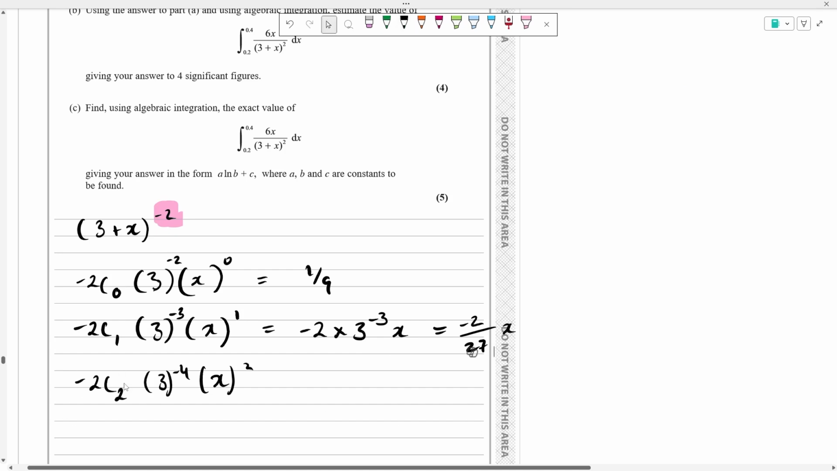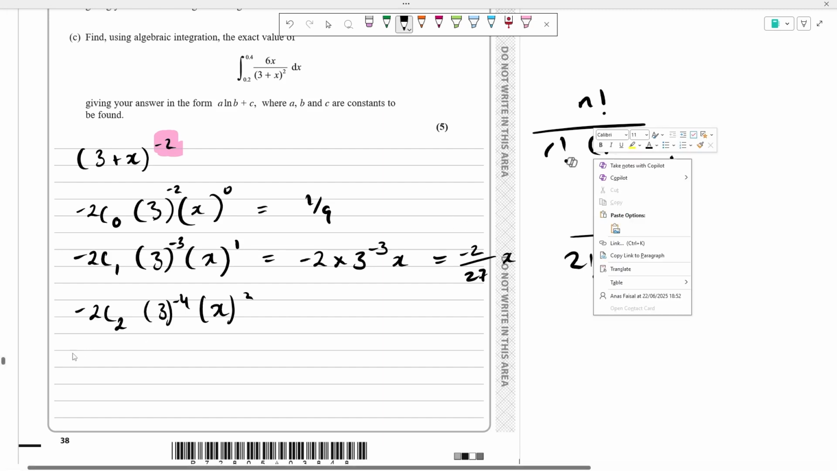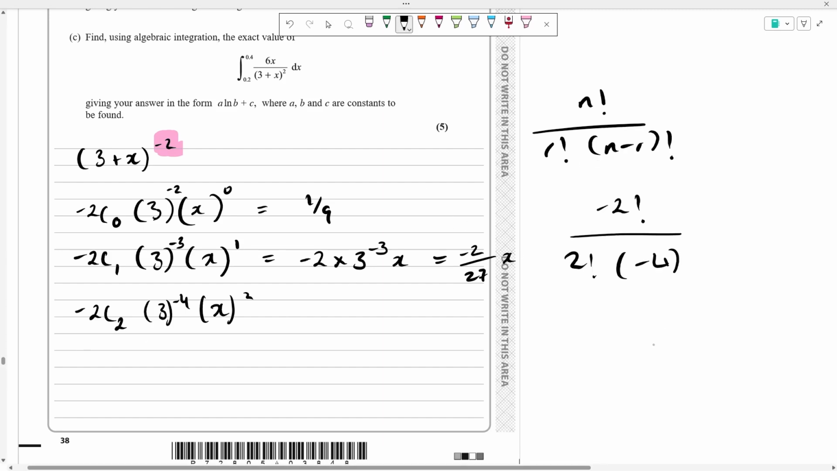The next part, -2 choose 2. Now this one's slightly different. You can use your formula book to help you with this, but essentially, this formula here, you might recognize, you might not, is your binomial function formula. Now whatever you have on the top, in this case our n is going to be -2, so minus 2 factorial. Our r is going to be 2 factorial. And n minus r, that's going to be minus 2 minus 2, which is going to be minus 4 factorial.